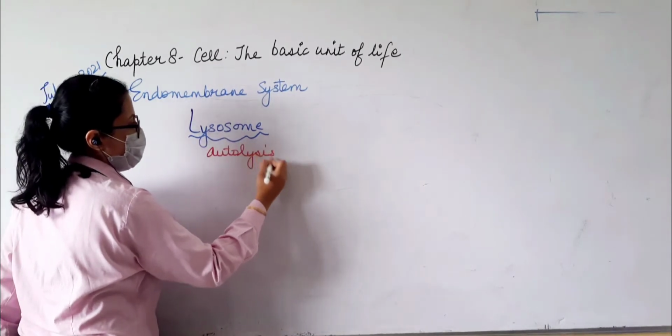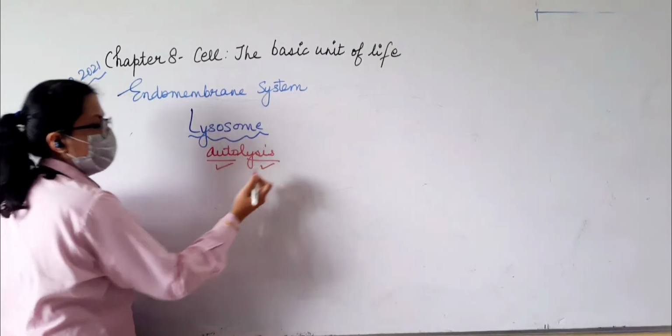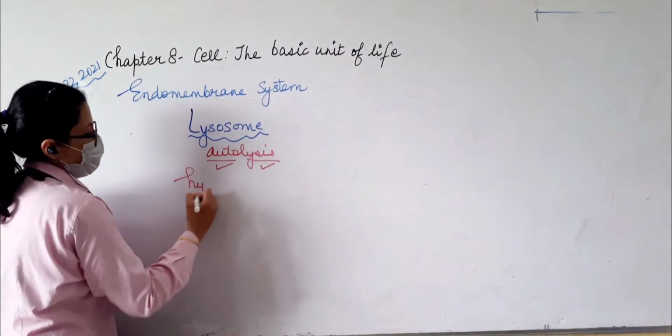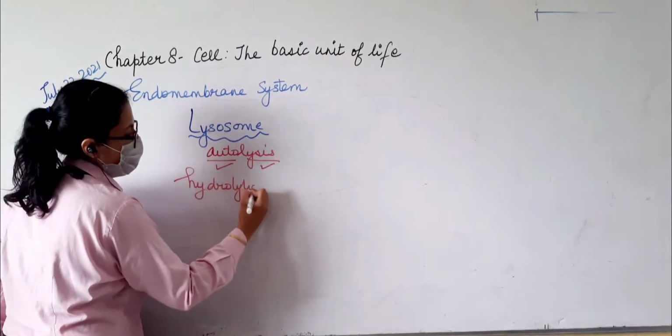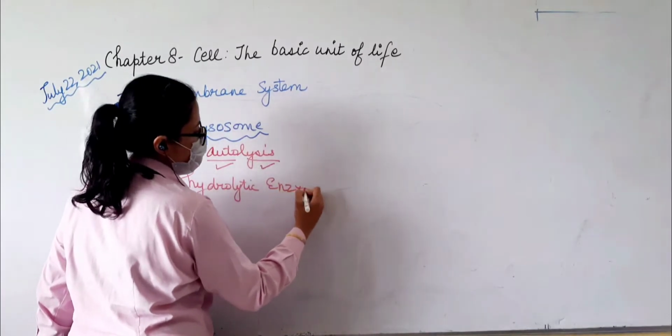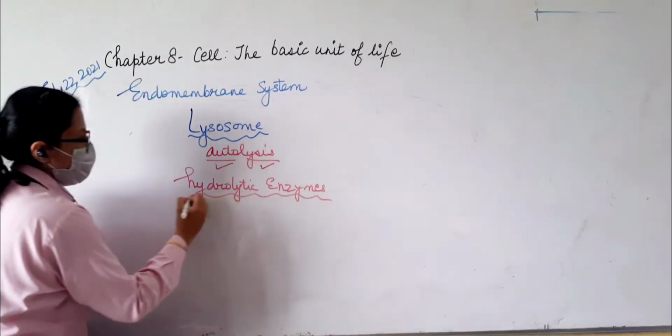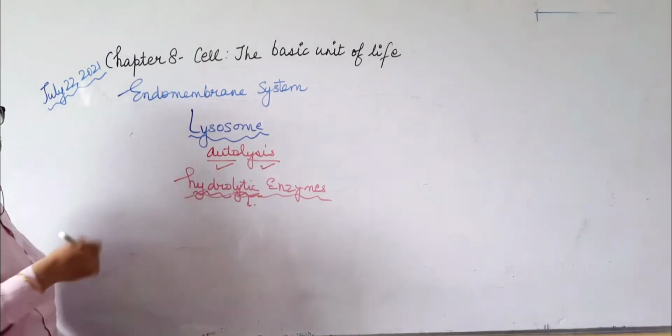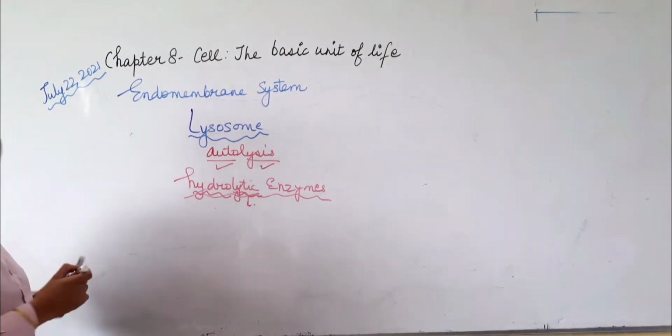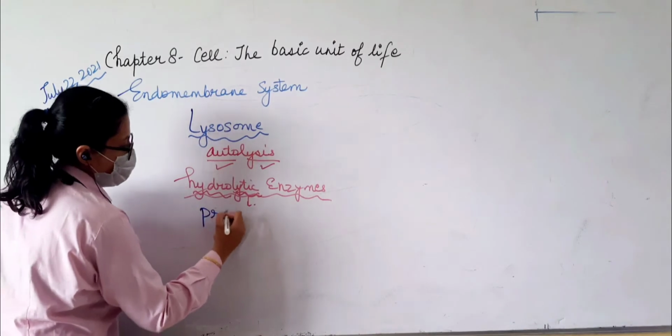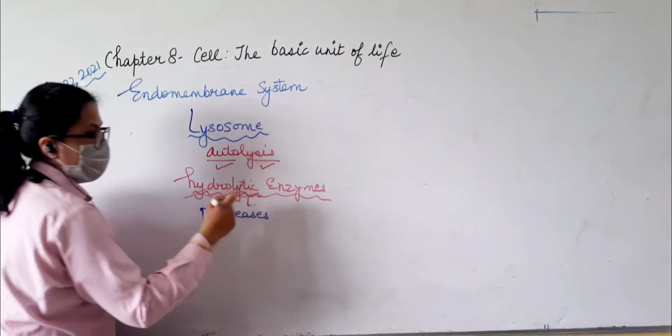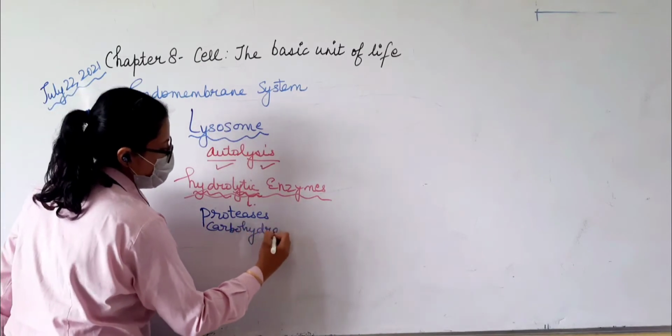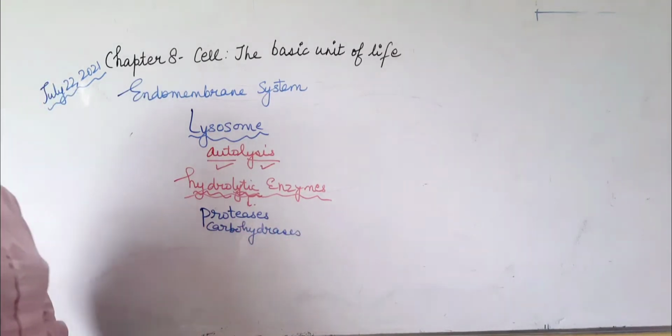Autolysis means self-breakdown. So it does its self-breakdown. How can it do that? Because it has hydrolytic enzymes, enzymes which can lyse, break down with the help of water, different nutrients which are there. Like proteins, so proteases. Carbohydrates, it degrades, carbohydrases. So like this, these enzymes are present.